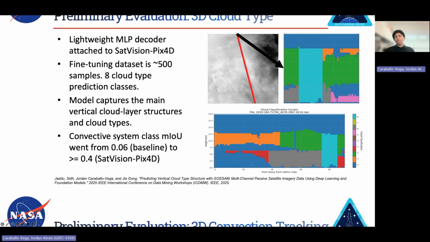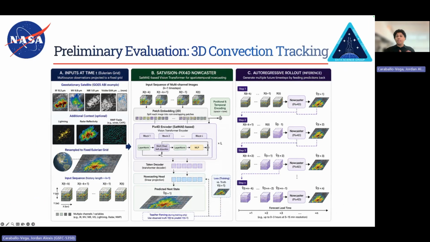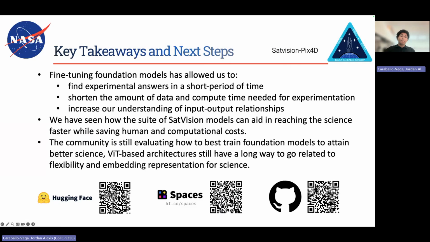The final downstream task that we're working on right now is convection nowcasting, which is basically tracking the life stage of these convection systems. When is the convection going to end? How long are we going to see it? How far can we track it, etc.? So we're tracking both position and also time for some of the convection tasks. And we're working on that, getting some preliminary results right now, as part of using SatVision Pix4D.